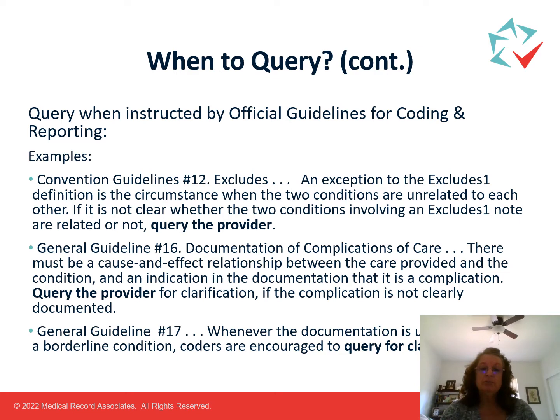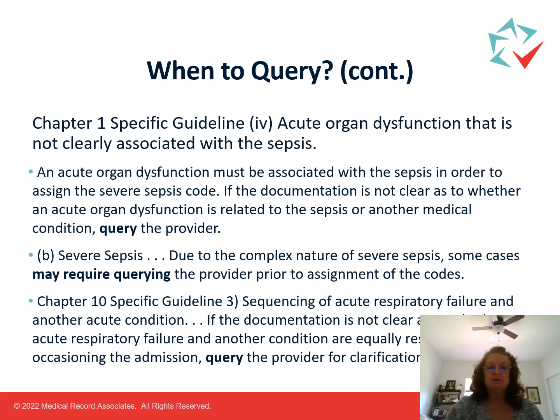These are very important coding guidelines that you have to be aware of because they could fit into several different scenarios and medical record encounters. So once we look at the official guidelines, you go to chapter-specific guidelines, and yes, they're there as well. I'm not going to include all of them, but I'm giving you an example here of Chapter 1, specific guideline around acute organ dysfunction that is not clearly associated with the sepsis.